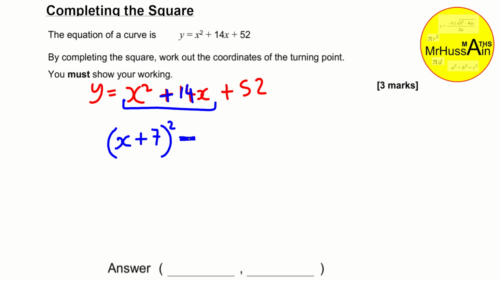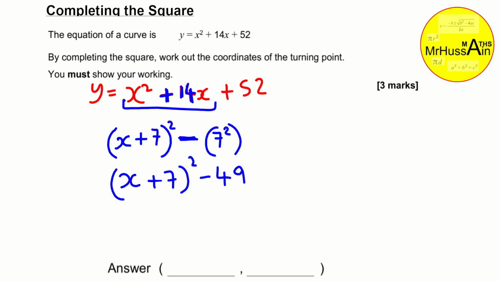Then this is always take away when we're completing the square. Then in brackets, we half the b value, which is positive 14. Half of that is positive 7. And then we square that always. Tidy it up. There we go. So we have that.